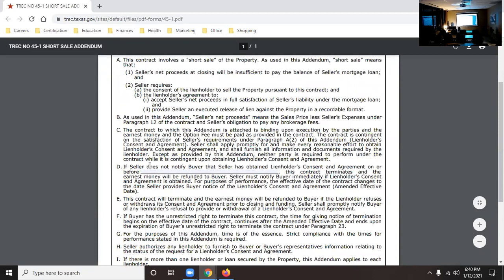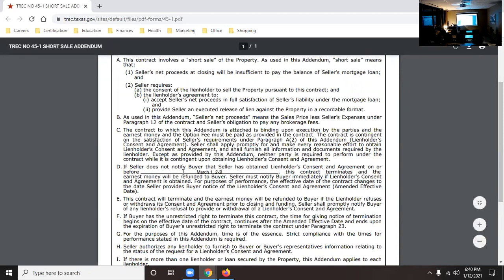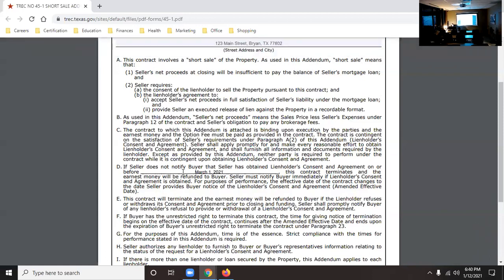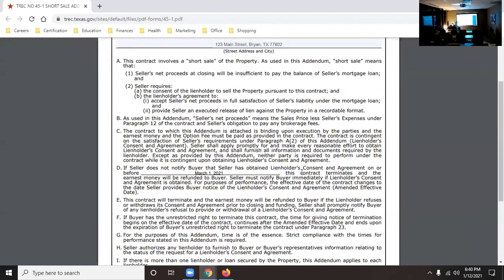Under here in D, if the seller does not notify buyer that seller has obtained lien holder's consent and agreement on or before, and in this situation, we could say March 1st. And again, you always want to shoot out a long time because getting lenders to work with you is going to be very difficult, especially on something like this. So you shoot out March 1st, and this contract terminates, and the earnest money is refunded back to the buyer. Okay. Again, both clients sign, it provides the notices, and all this basically is stating is that the seller, and here's the key thing, the seller is supposed to go get agreement.